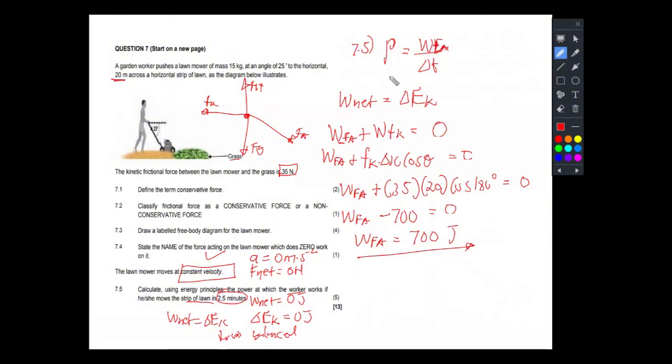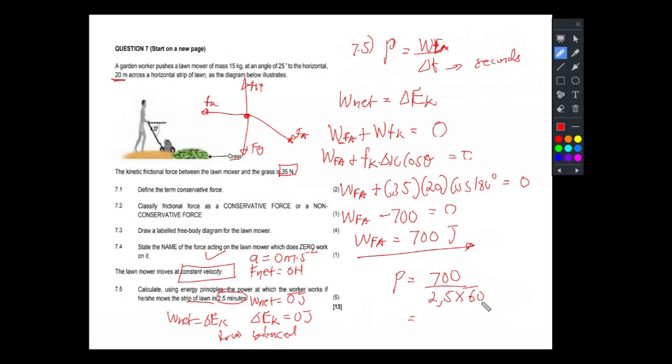Now that we have 700 joules, we can then come over here and say P is equal to work done by the force applied, which is 700, and then our delta time is 2.5 minutes. But then you will always remember that our time should be indicated in seconds. So that means we need to convert these minutes into seconds. And how do we do that? It's simply by taking that and multiplying it by 60, because we know 1 minute is 60 seconds. So 2.5 minutes multiplied by 60 gives us 150 seconds.